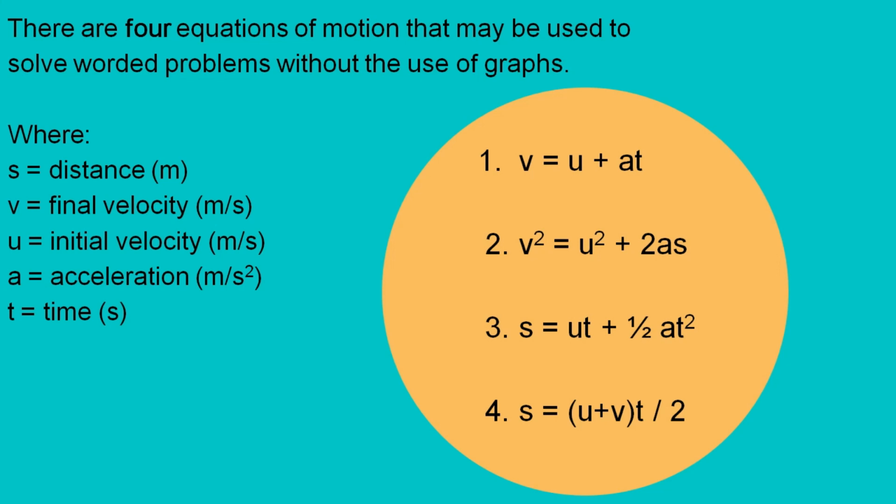The 4 equations are: V is equal to U plus AT; V squared is equal to U squared plus 2AS; S is equal to UT plus a half AT squared; and S is equal to the sum of U and V, times T, all over 2.